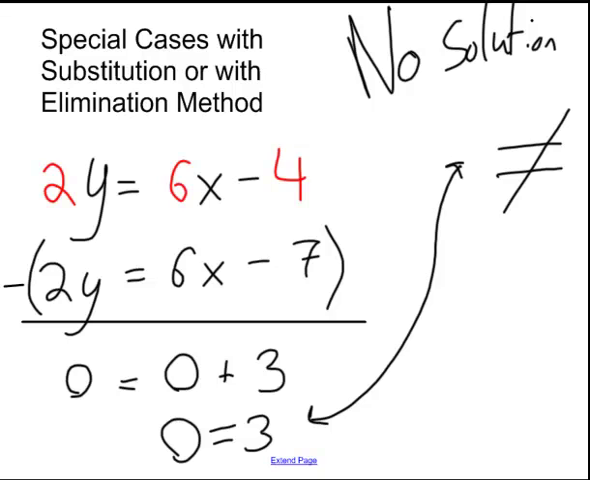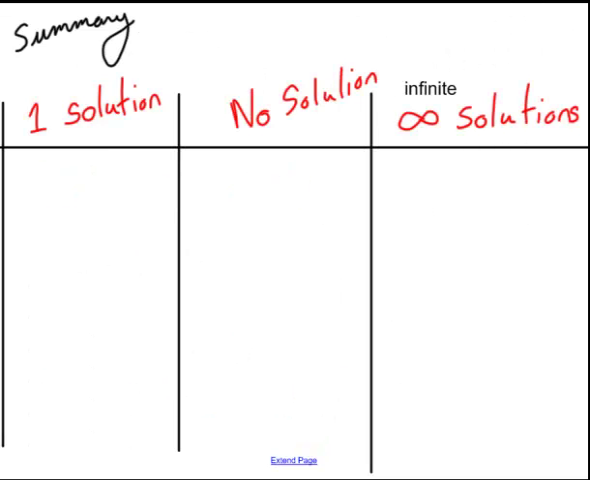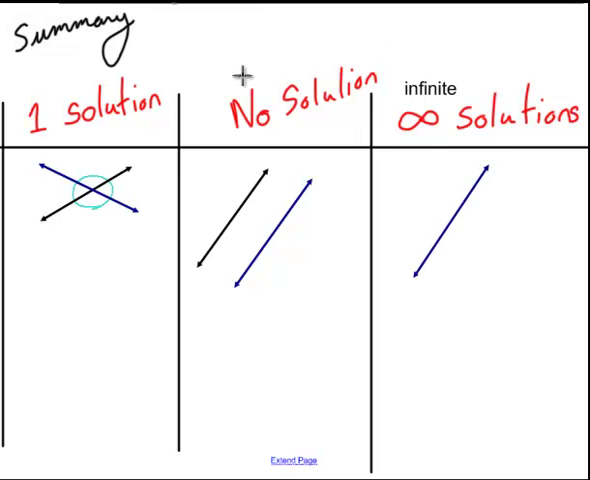So let's sum this up real quick. One solution, graphically, is when we get two lines that cross, and it has one solution right here. No solution? Well, no solution is when you have two lines that do not cross. They're parallel. An infinite number of solutions is when we have the same line, so it's the same exact line. And you'll get good at recognizing the graphs.